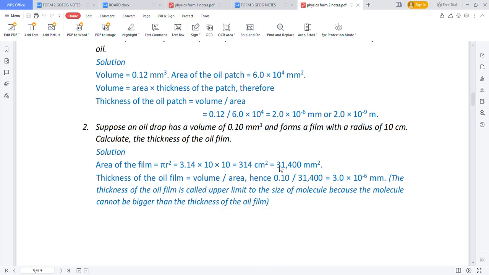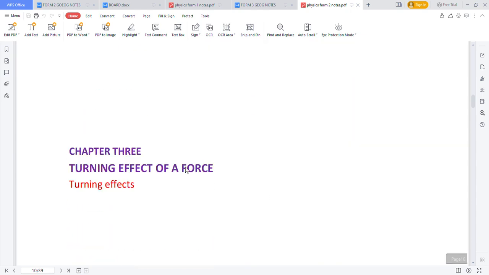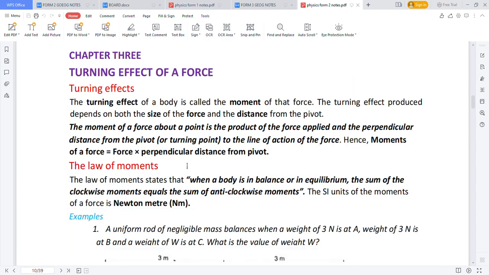Suppose an oil drop has a volume of 0.1 and forms a film with a radius of 10 centimeters. Calculate the thickness of the film. The area of the film is pi r squared. So the thickness of the film is equal to volume divided by area, hence 0.1 divided by that 1400. You are going to get the answer.